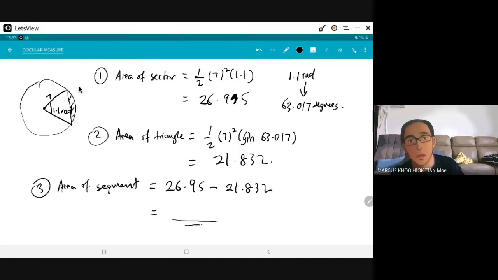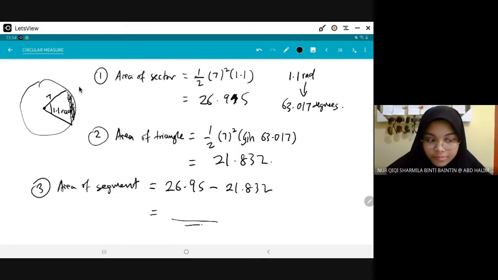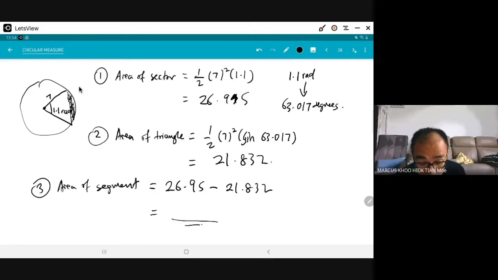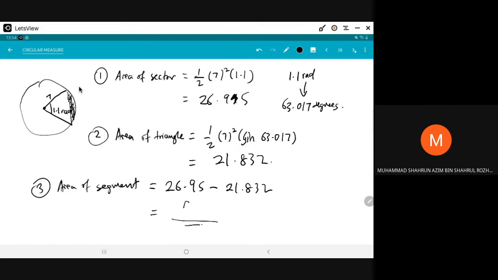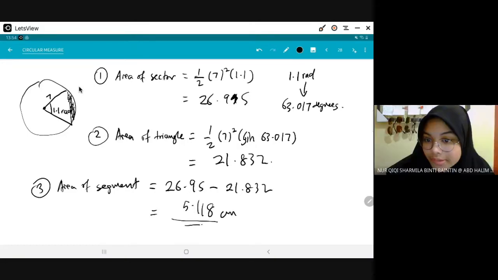So the area of the big sector minus the triangle, you get this tiny little thing over here, which is the segment. Okay, 4 point something. No, 5.122 is it? 118. Sorry? Oh, yeah. Okay. Sorry, how much is it? 5.018? 5.118, or 118, centimeter square.